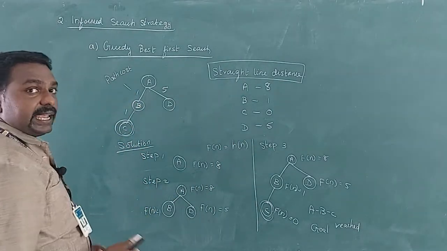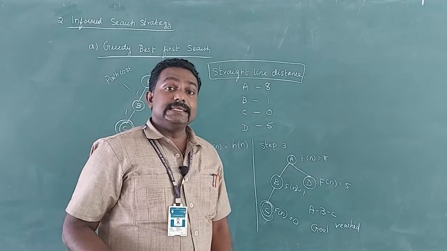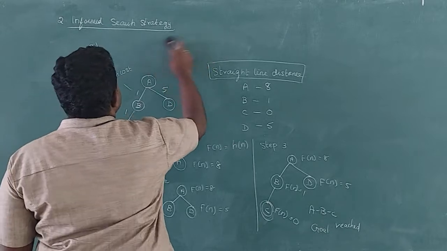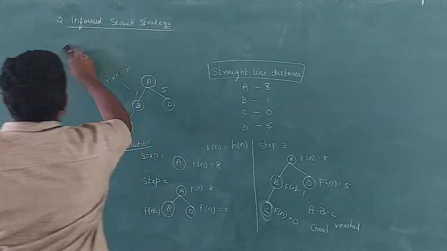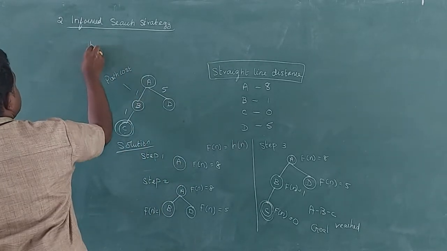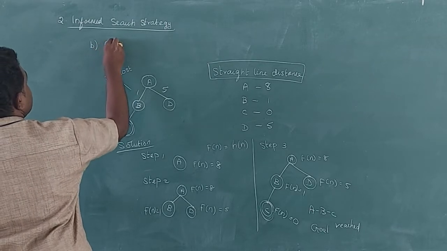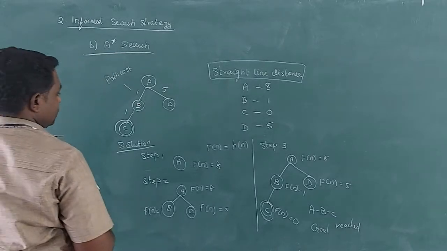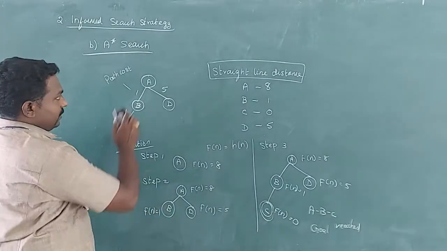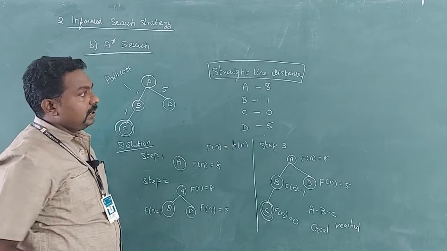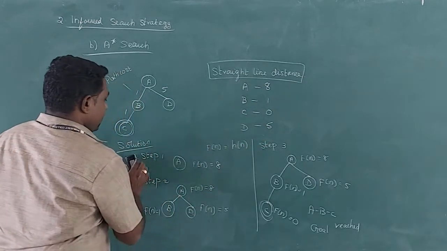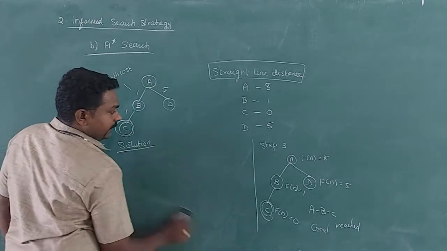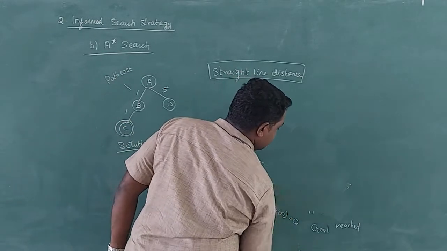Now let's do the second informed search, that is A star search. So I am explaining the second search, that is A star search. For A star search also the same example, the same straight line distance value I am using, but the formula differs when you go for A star search.